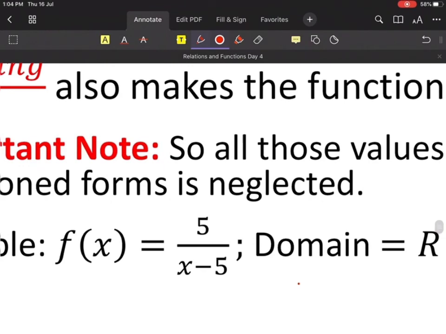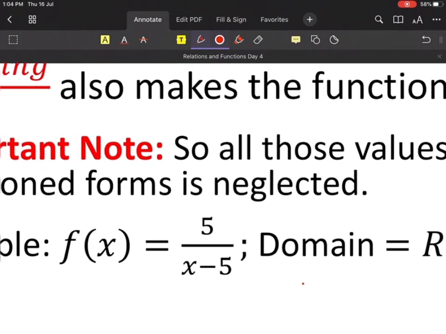Can everybody see the function? Yes, sir. The function is f(x) = 5/(x - 5). This is my function. Am I clear? Everybody clear about this one?